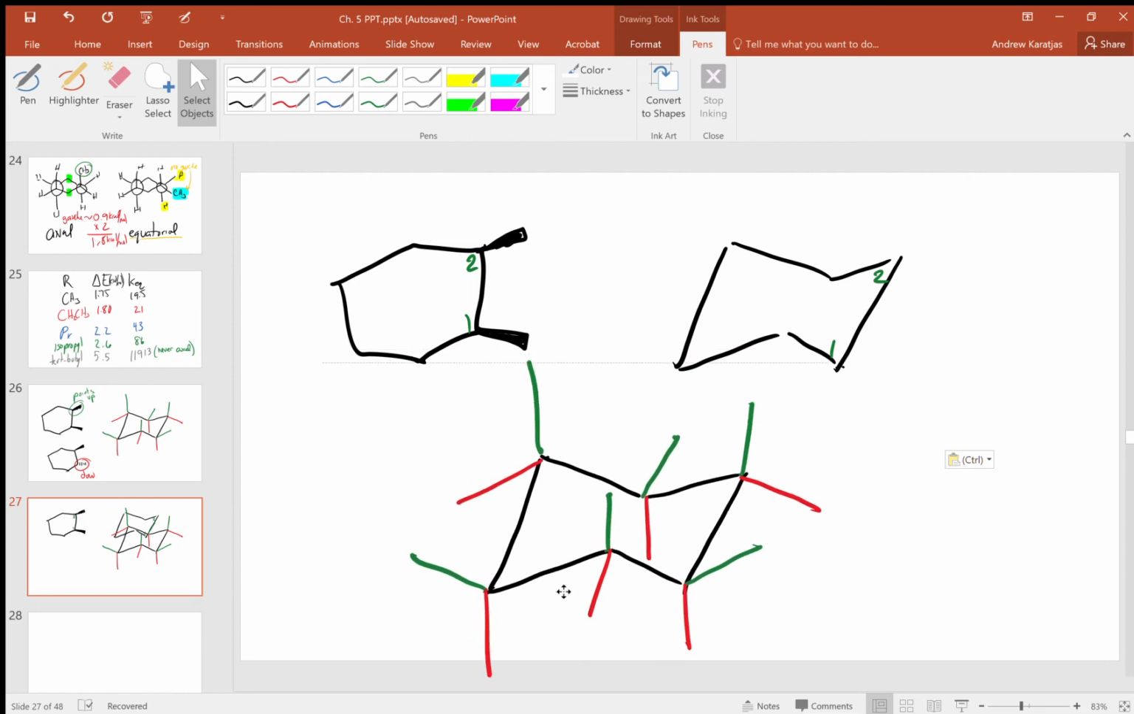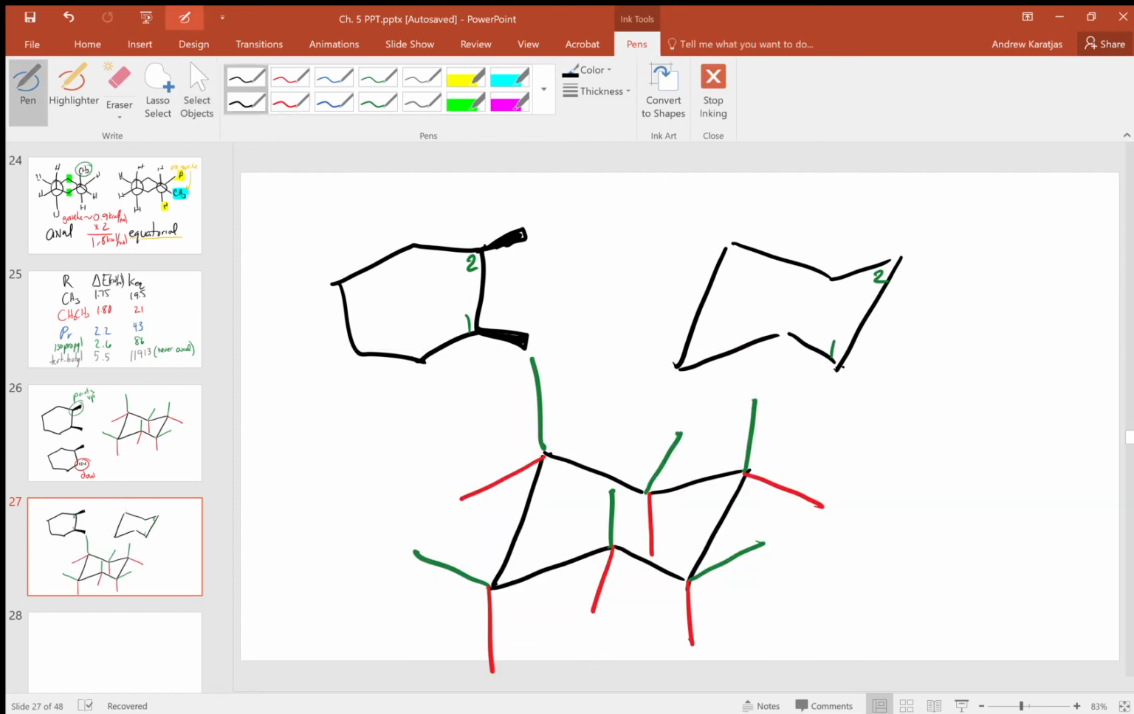So on that first carbon, I have a methyl group that's pointing up. And on that first carbon down here, a group that's pointing up is equatorial. Now on the next carbon, I have another group that's pointing up. But on the next carbon, a group pointing up is axial. And so that's going to be our most stable conformation. There's no way to make this one so that both groups are equatorial.